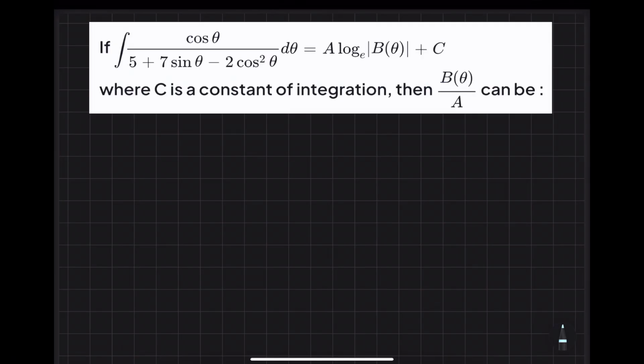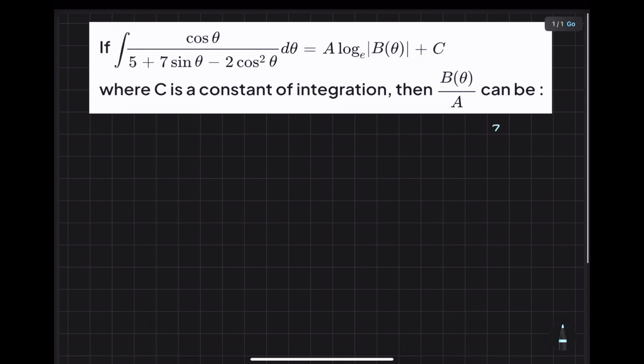So we got this situation. Integration of cos x by 5 plus 7 sine theta minus 2 cos square theta. Okay, so look at this, how we will approach this question. My point is, you know that we have to take something as z, and we are observing that we have sine theta and cos theta.